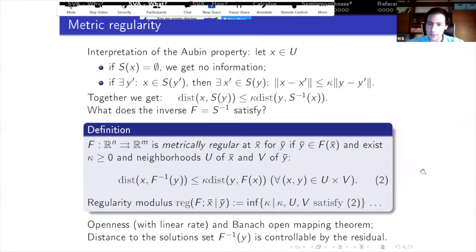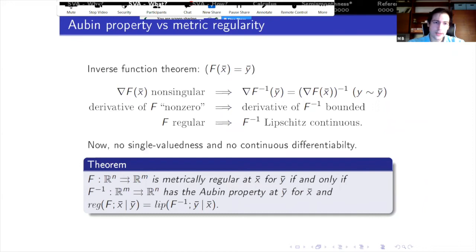Okay, and here a more detailed comparison, and it's a connection to the inverse function theorem. I already mentioned the implicit function theorem. Again, those two are very closely related. So now a very informal, brief discussion on the inverse function theorem. Here there is a single valued mapping, and you are just considering this kind of equation. And then if this derivative is non-singular, then the derivative of the inverse is basically the inverse of the derivative, and not only at this point, but also on the neighborhood. So this is in essence the inverse function theorem.